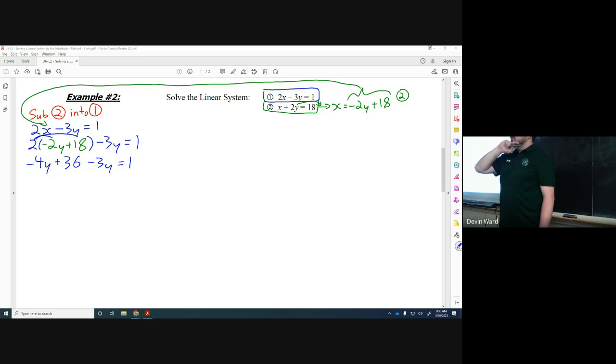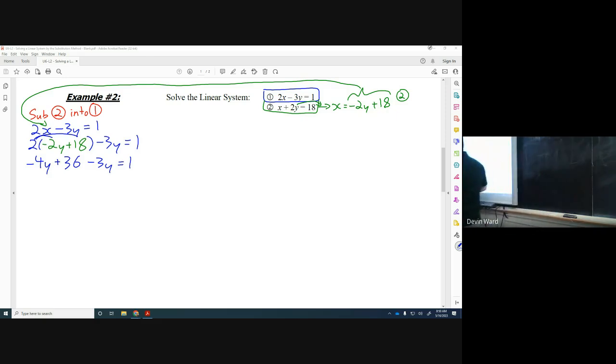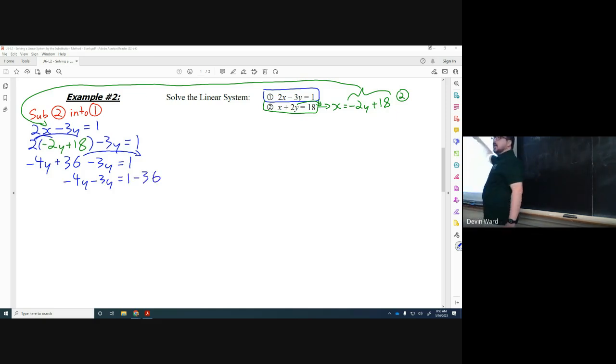Move all the numbers to the right. Perfect. I'm going to move all my numbers to the right. So -4y, I'll keep on the left. -3y, keep on the left as well. I'll move over that 36. Okay, -4y minus 3y equals 1 minus 36. And now I can simplify these sides. So what's -4y minus 3y? Robbie. -7y. Good, -7y. We keep getting more negative. And 1 minus 36 will get us -35. Perfect, -35.